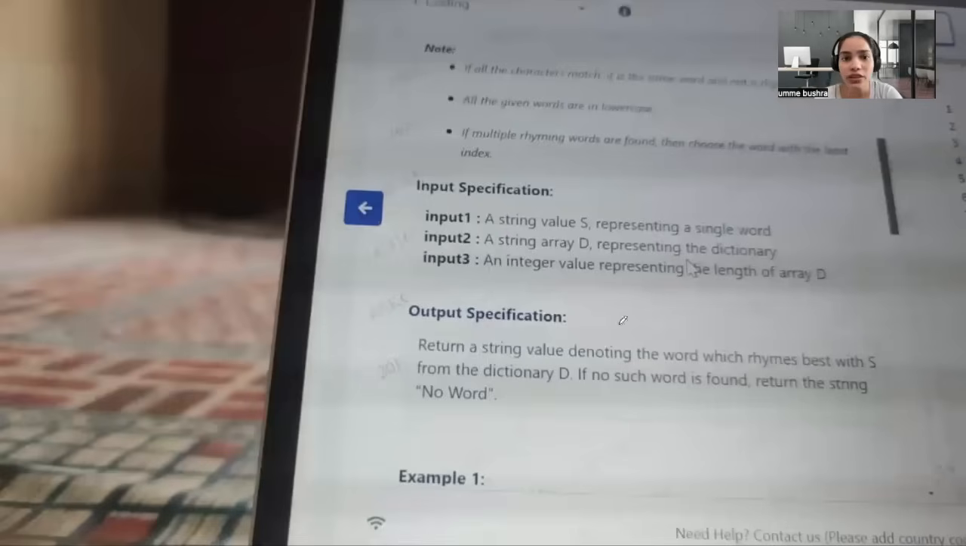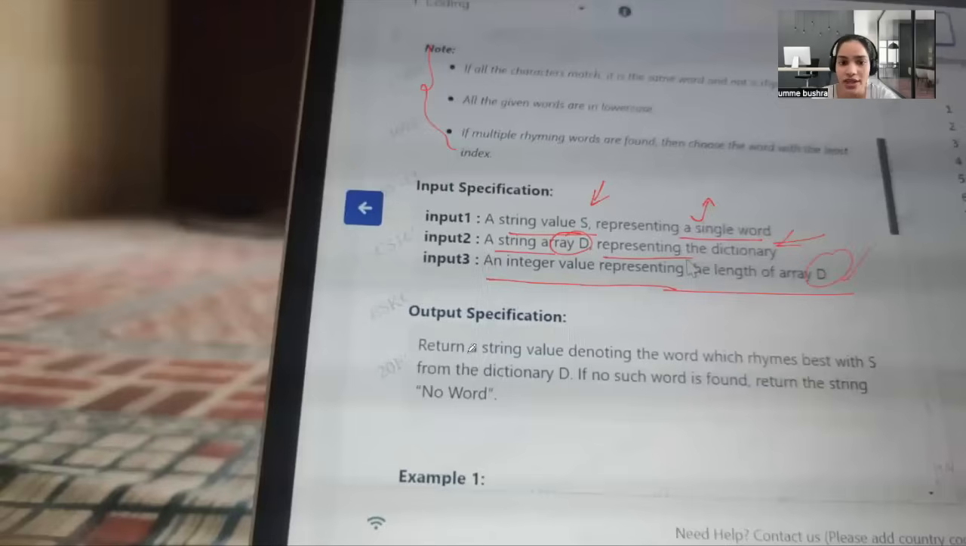Okay. Now let's look at the note given. If all the characters match, then if the word is not a rhyme, all the given words are in lowercase. If multiple rhyming words are found, then choose the one with the least index. So this is the note that is given. Let's try to understand the specifications. Input 1. So string S, you have to take a string S which is representing a single word. This is something your poet has given you. Okay. Now you have your dictionary in the form of an array, which has everything stored. And now you have to look at the best one. So finally, input 3 is going to be the length of the dictionary. Whatever your dictionary is, that is going to be the length of your dictionary.